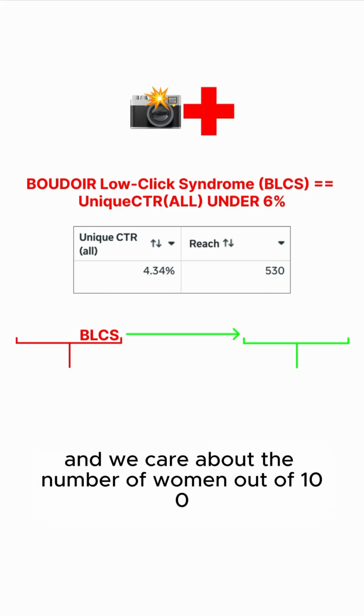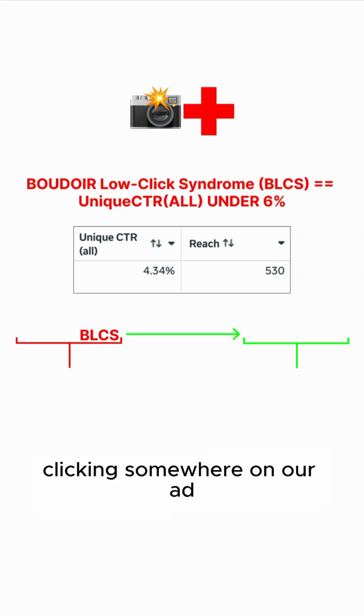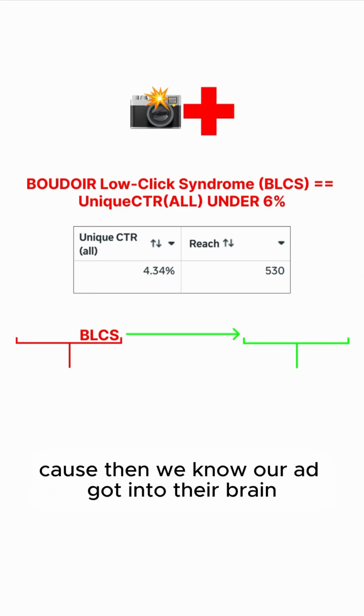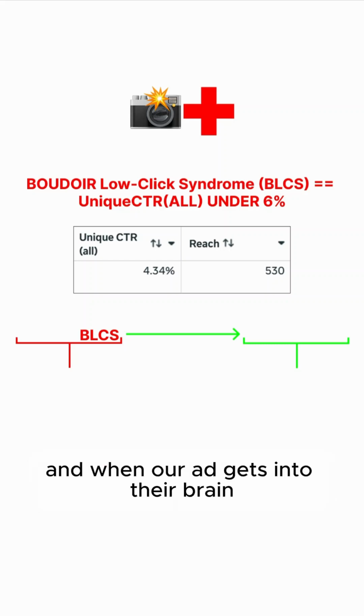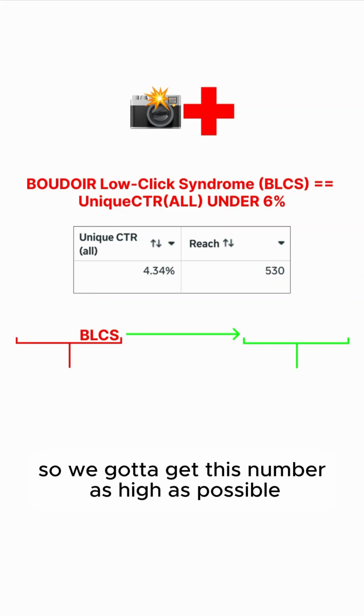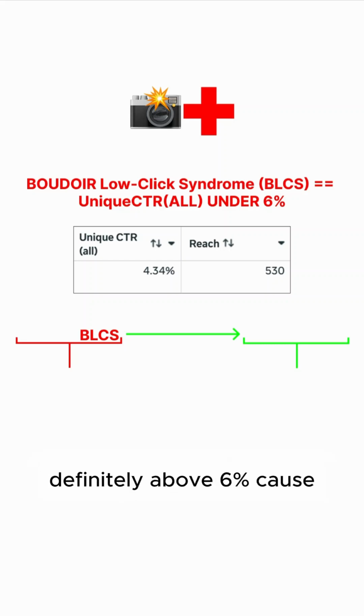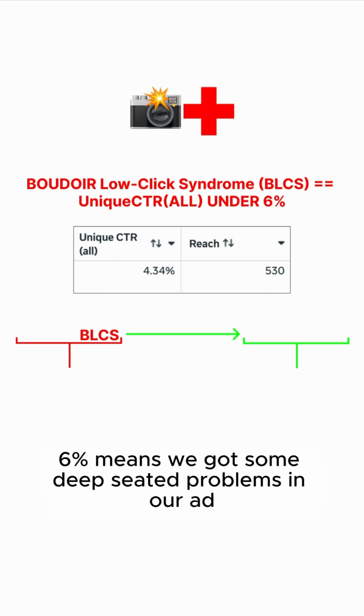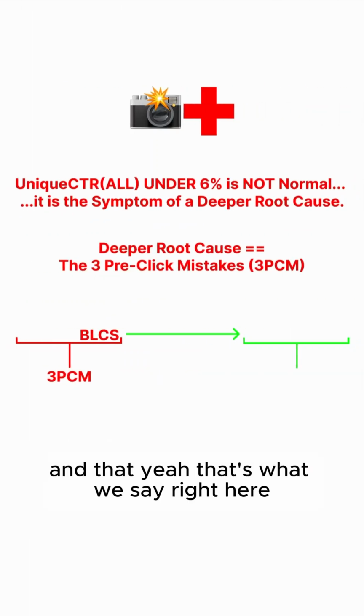And we care about the number of women out of 100 clicking somewhere on our ad because then we know our ad got into their brain. And when our ad gets into their brain, that's literally the only chance we have at them buying from us. So we got to get this number as high as possible, definitely above 6%, because under 6% means we got some deep seated problems in our ad. And yeah, that's what we say right here.